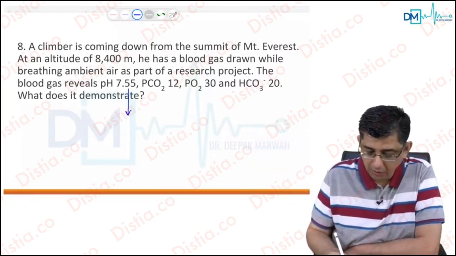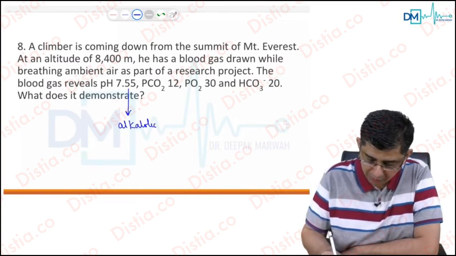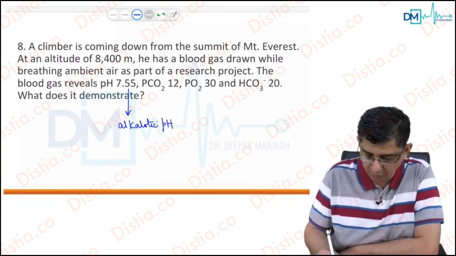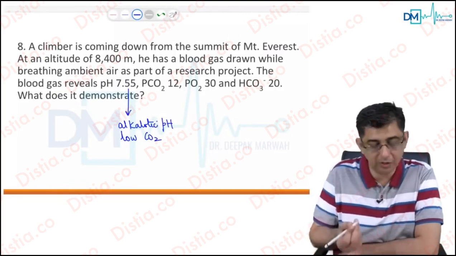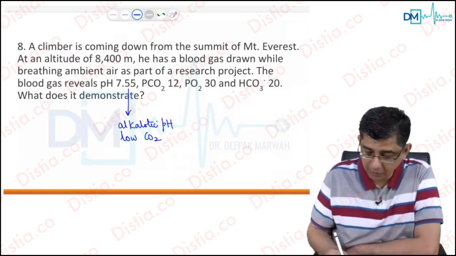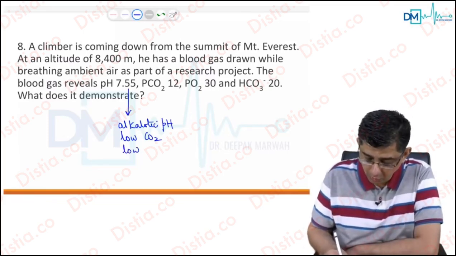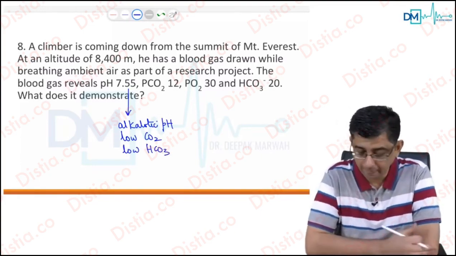This patient has an alkalotic pH. The pH is 7.55, so it's obviously more than normal. He has a low carbon dioxide. That tells me that it could be a respiratory etiology. The bicarbonate of this patient is low. Low bicarbonate means there is a metabolic acidosis occurring in the patient.